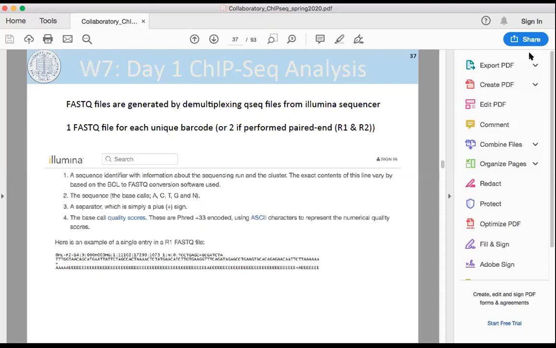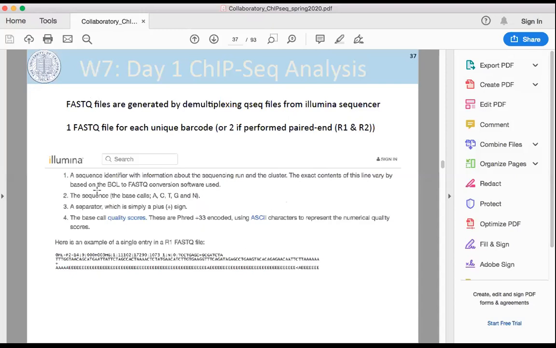While we're waiting to generate our FASTQ files, I'll explain a little better what FASTQ files are. These are the files that you get after you demultiplex your libraries based on barcodes. If it's single-end reads, like the ChIP-seq dataset we're downloading, you'll have one FASTQ file per library. If you did paired end, you'll get two, a read one and a read two.